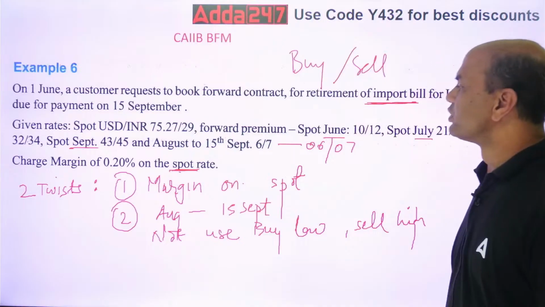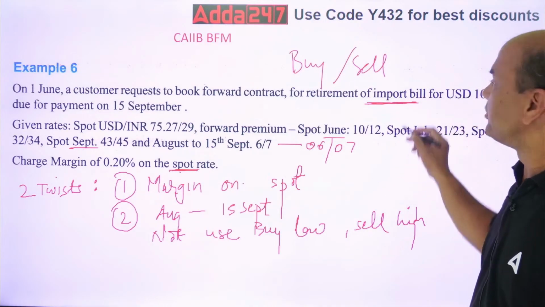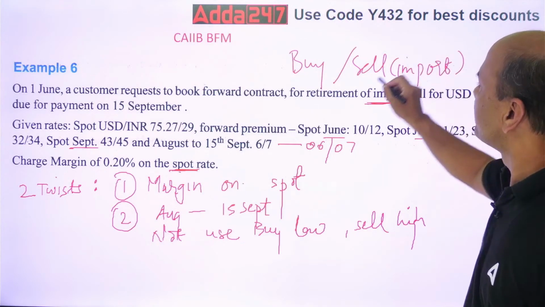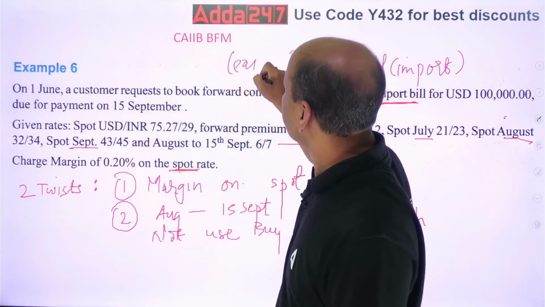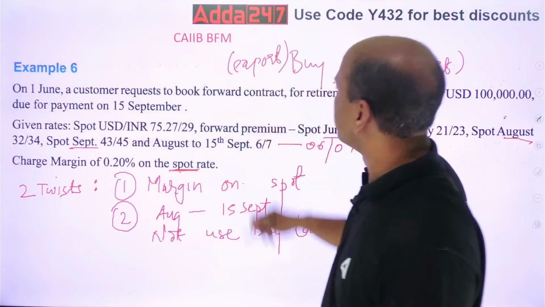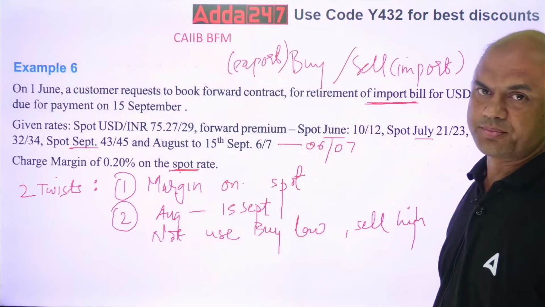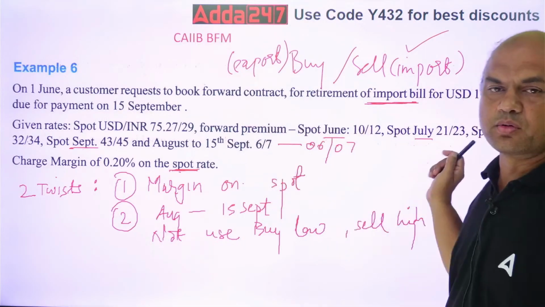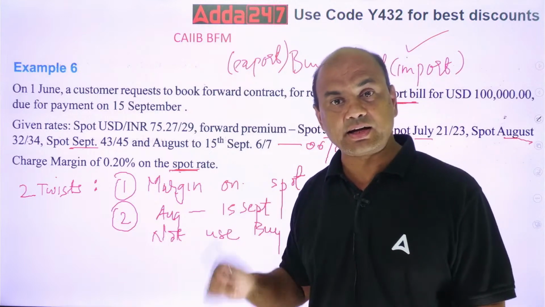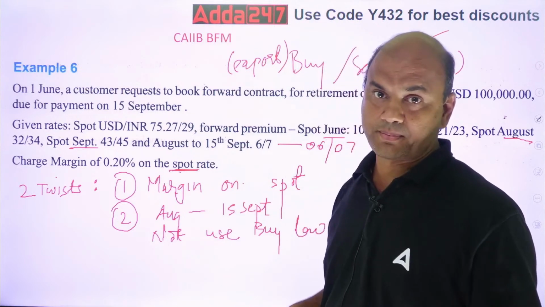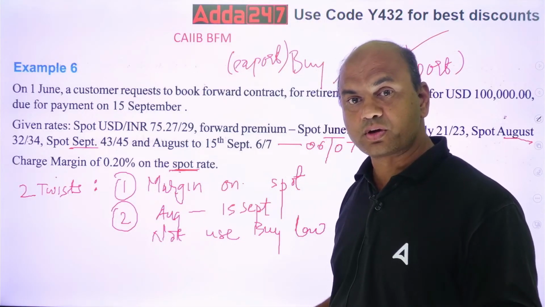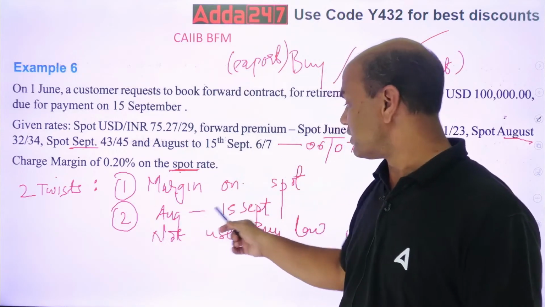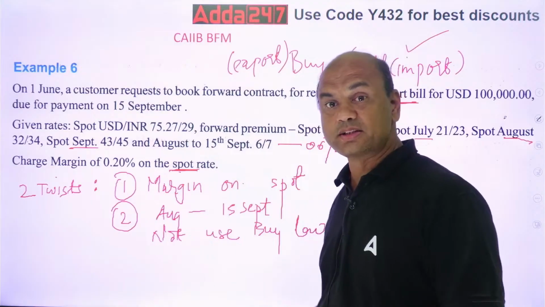So now we are focusing on import. Import means sell. Import is always sell. And export is always buy. So we'll be focusing on the sell part. Everywhere you'll have to look at the sell part. Right side, right side, right side. No left side. So what are the 3 points which we should focus on? One is right side. Second is margin on spot. Third is this August to 15 September. So let's start now. Move ahead.